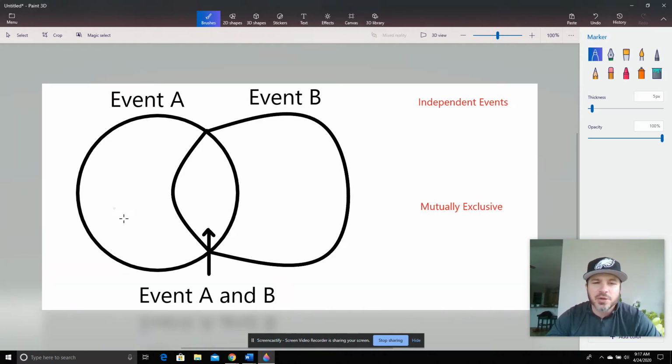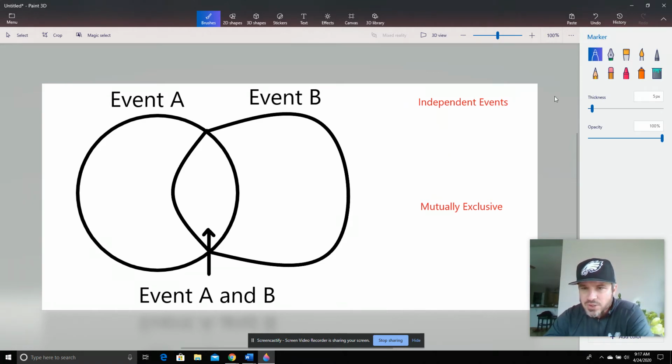On the screen, you'll see I have a Venn diagram from earlier in the semester. The first circle here is event A. The second circle, even though it's pretty ugly, is event B. In between here is event A and B. So what we're saying here is everything that belongs in event A, everything that belongs in event B, and the intersection here is things that belong in both.